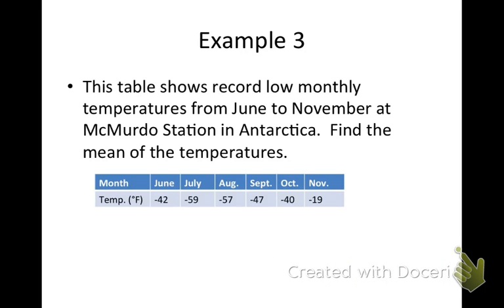Okay, in this example, we are going to find the mean of these temperatures. It shows the low monthly temperatures from June to November at McMurdo Station in Antarctica. Remember that finding the mean is the same as finding an average, so we will take the sum of the numbers and divide by the number of numbers. In this case, because these are all low temperatures, they are all negative numbers. That makes our life easy.